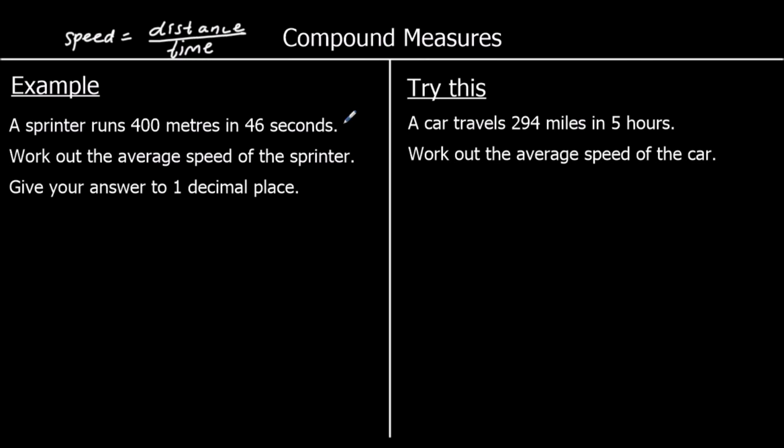A sprinter runs 400 meters in 46 seconds. Work out the average speed of the sprinter. Give your answer to one decimal place. So speed equals distance over time. The distance here is 400 meters, and the time is 46 seconds. So we're going to have meters per second as our answer. Meters divided by seconds, meters per second.